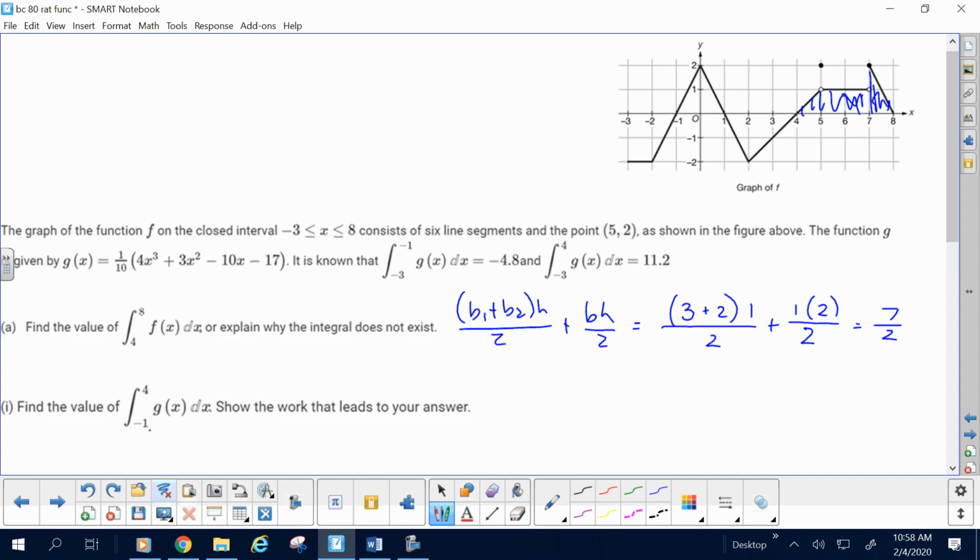Why it doesn't exist, don't worry. I guess they're trying to bait you into thinking, oh, you can't do it because of the discontinuity. Okay? It says error explained.